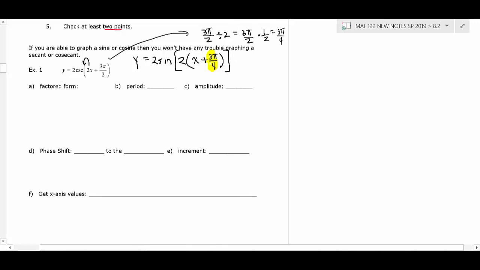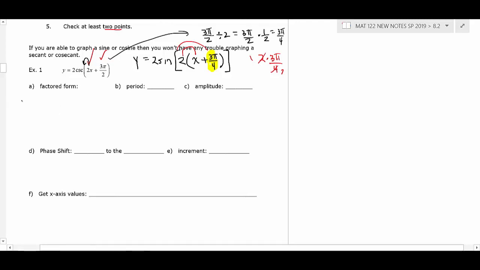Okay, it's always a good idea to check with the distributive property. So you've got 2 times x is 2x. And then you could just go 2 times 3 pi over 4, reduce the fraction to get 3 pi over 2. So if you factor something, check it. Why? Because if you don't and you mess up, then you're wasting time. Okay? You want to get everything right. Everything's based on your ability to correctly factor that.